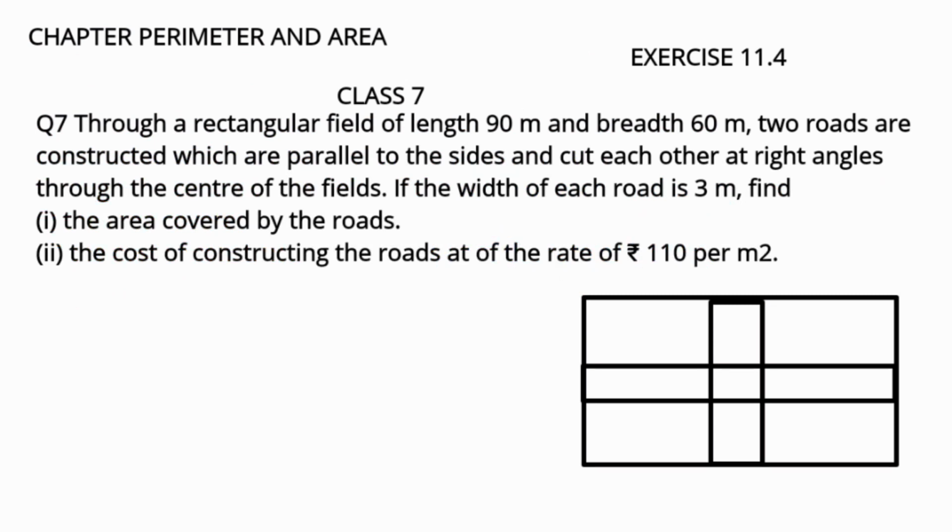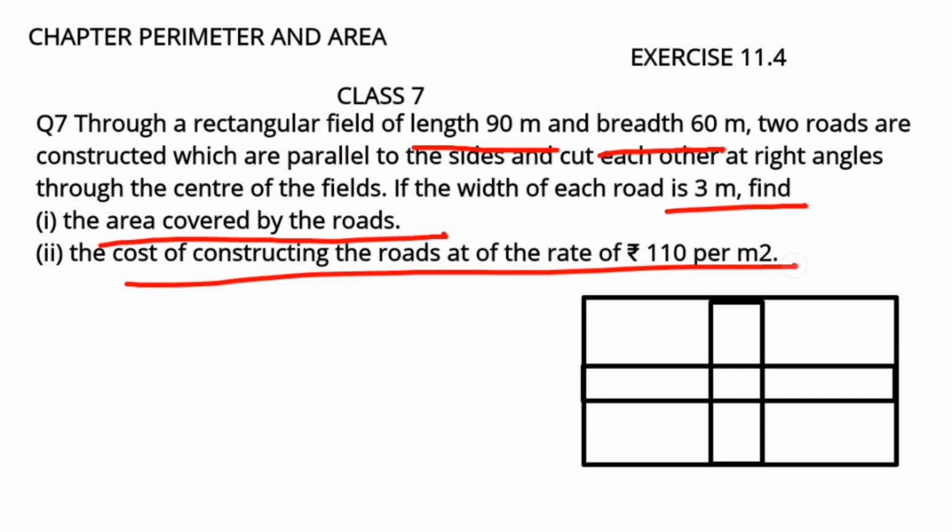So question number 7: through a rectangular field of length 90 meter and breadth 60 meter, two roads are constructed which are parallel to the sides and cut each other at right angle through the center of the field. The width of each road is 3 meter. Find the area covered by roads. Then second, we need to calculate the cost of construction. Start solving. First we'll calculate the area of this road, then we'll calculate the area of this road.